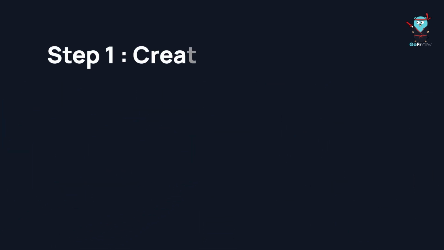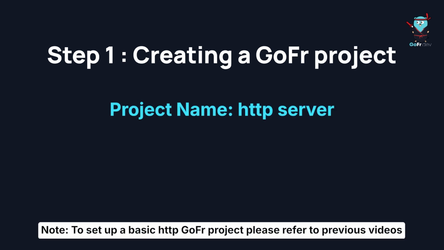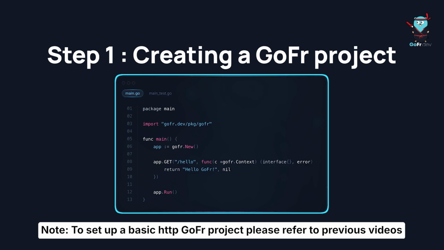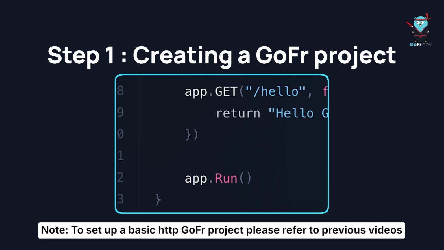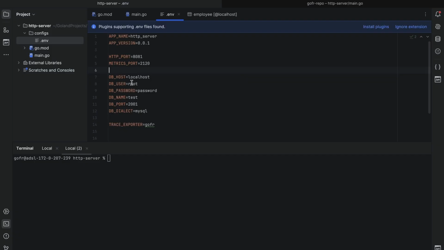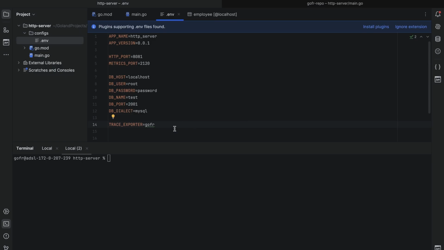We will first start with creating a GoFr project from scratch. Here, our project name is HTTP server. We already have the configs directory and a .env file where I have mentioned all the configurations already. In our main.go file, we have initialized a new app and we have written app.Run. I have also already configured the data source for demonstration. In our .env file, we need to make sure to add the SQL configurations to automatically connect to the running SQL instance through our GoFr application.